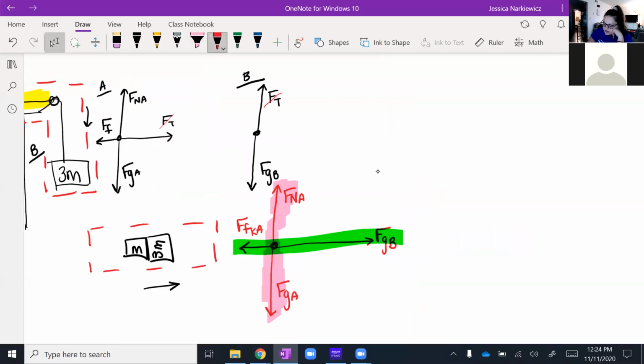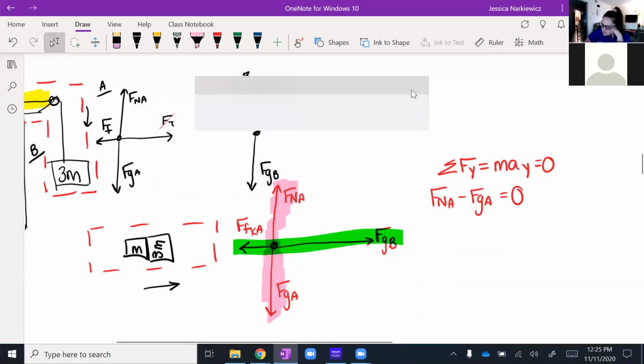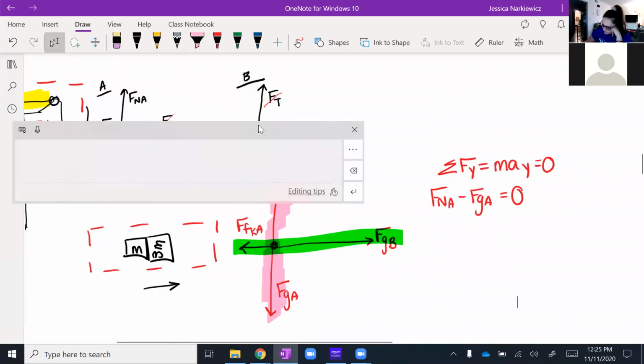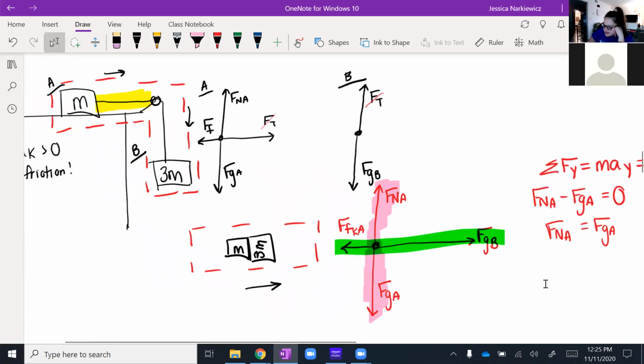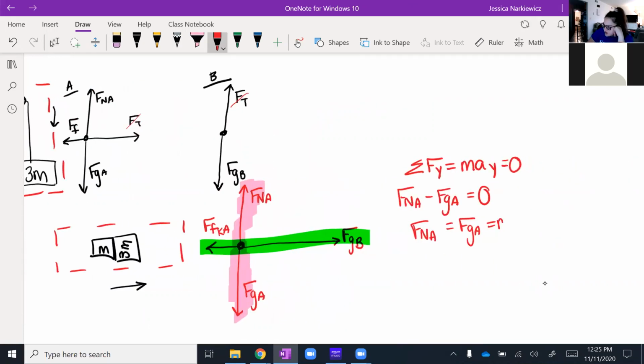Okay. So just like we've done before, we can write out net force equations for the X and Y direction of this larger system. So in the Y direction, I have a normal force acting on A minus a force of gravity acting on A, and that all equals 0 because the system is not moving in that direction. So what this tells me is that my normal force on A is equal to the force of gravity on A. Now, A has a mass of M, so this just equals mg.